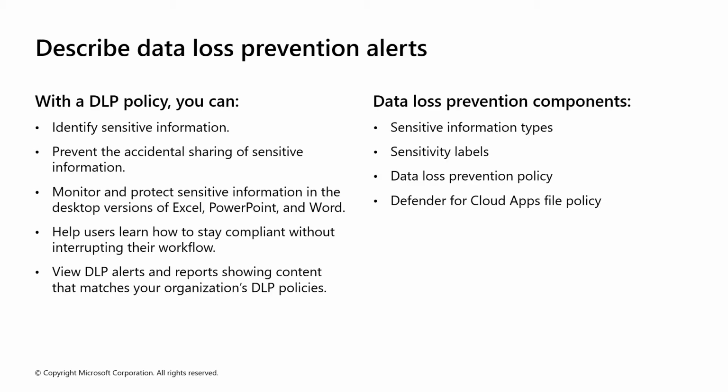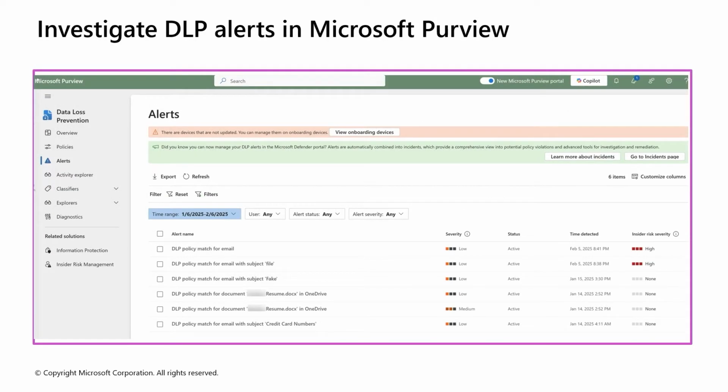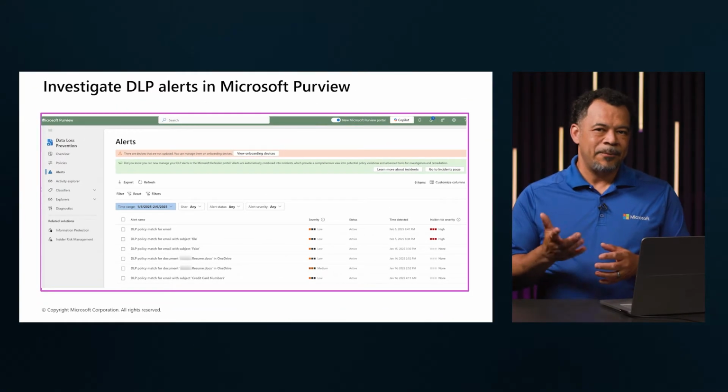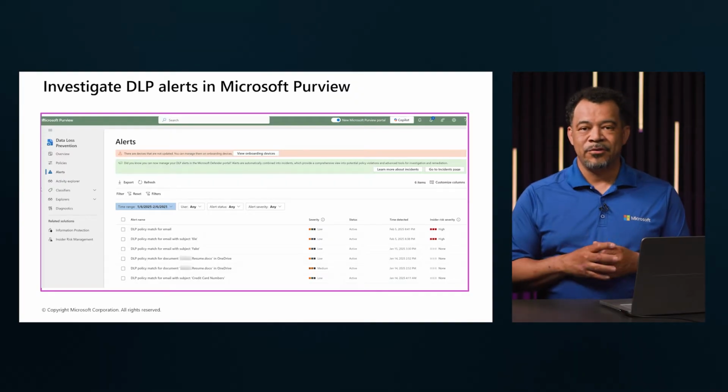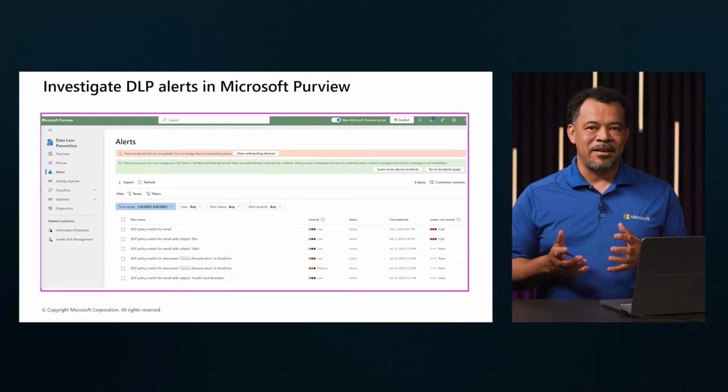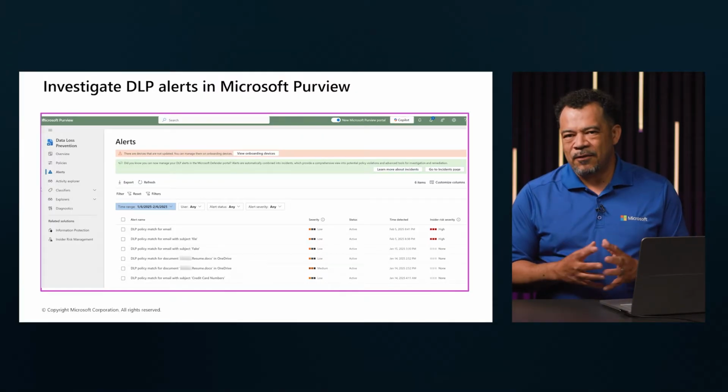This image is a snapshot of the Microsoft Purview portal, specifically showing the DLP alert section. At the top, there are a couple notifications. One's a reminder that some devices haven't been onboarded yet, and the other suggests managing DLP alerts through the Microsoft Defender portal for a more integrated experience. Below that, there's a table listing several alerts triggered by your DLP policies. These alerts are tied to emails and documents that may contain some sensitive information.